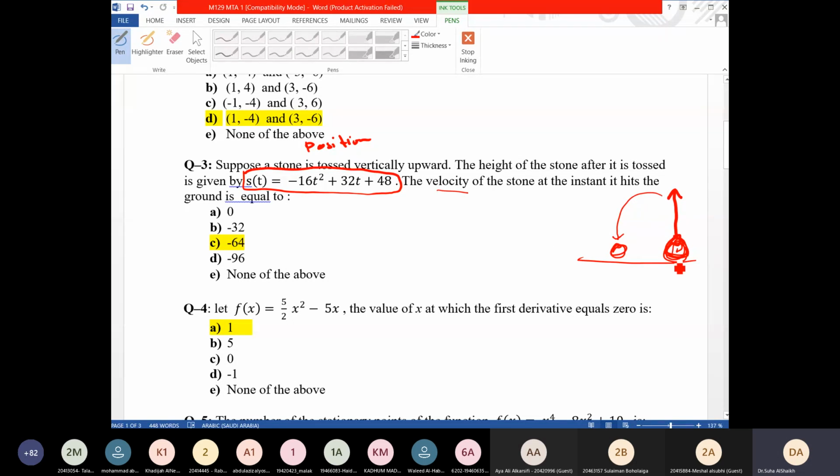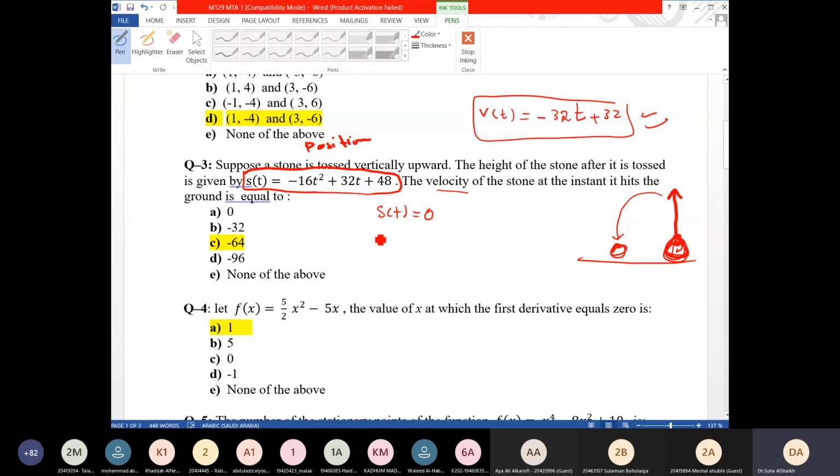No, velocity at zero is at the beginning of the time. When it hits the ground, first of all I need the velocity. The velocity v of t is equal to the derivative of this one, so it is minus 32t plus 32. I keep this with me. I want the velocity when it hits the ground. It hits the ground when s of t is 0, right? So this is a two-step question.